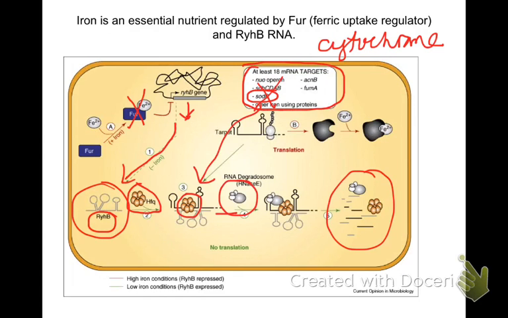We have to get rid of the mRNA for all of those operons that encode proteins that we don't absolutely need for growth, and preserve all the iron that is present so that we have enough to make the active sites for cytochromes and other essential proteins.